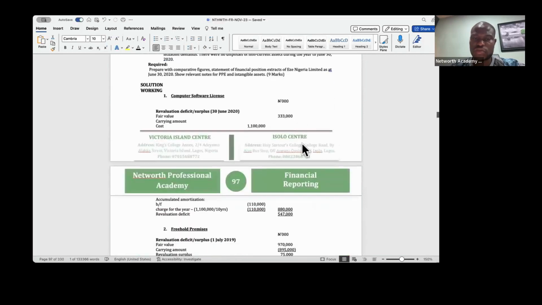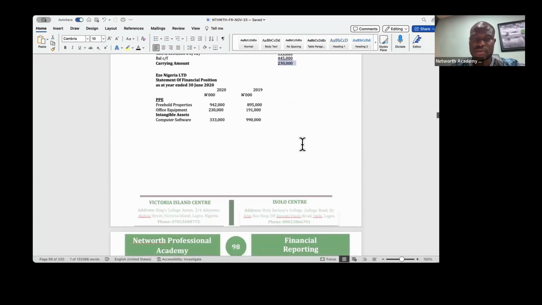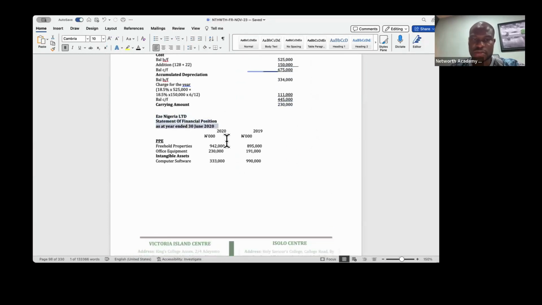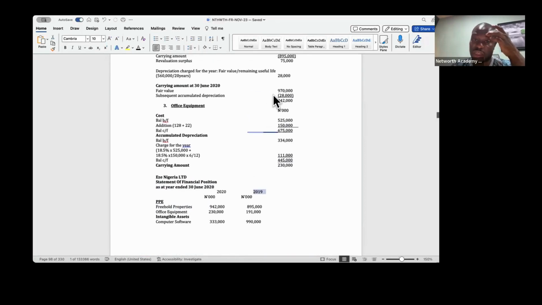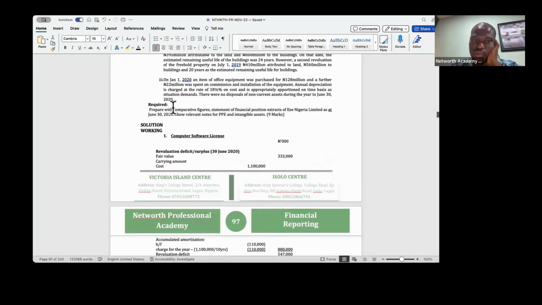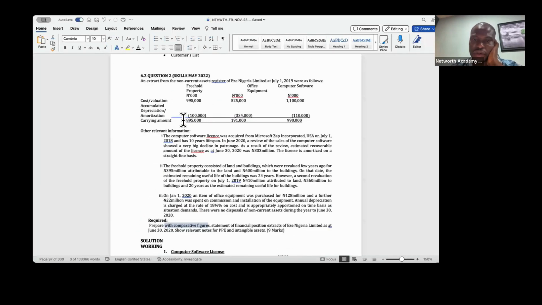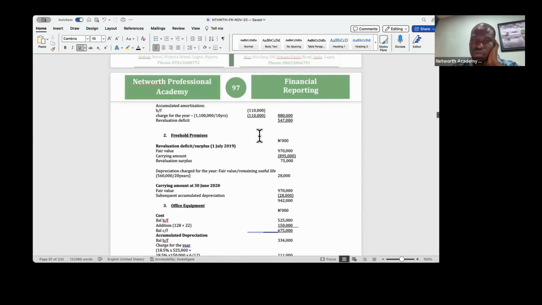So all I just need to do now is to prepare my statements. Statement of financial position as at the year ended. My field premises, the carrying amount for 2020 is 942,000. The comparative figure at the beginning, and you know where I got this 942, my workings here, the workings I did up here for the carrying amount. The opening figure, because the question asks us to do comparative figures, meaning the immediately preceding figure. So for the field, this is my 895. All the figures here are what I'm using as opening, so I won't have to come back here.